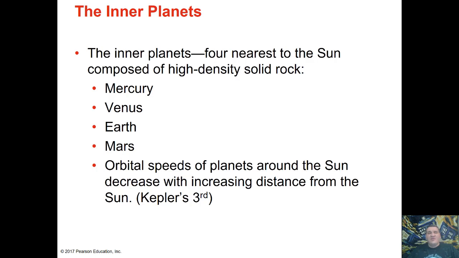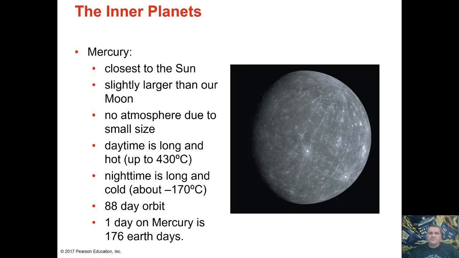This is actually true for all planets. The farther away the planet is, the slower that it is orbiting. This is known as Kepler's third law, named after the astronomer mathematician who actually figured it out in the 1600s.